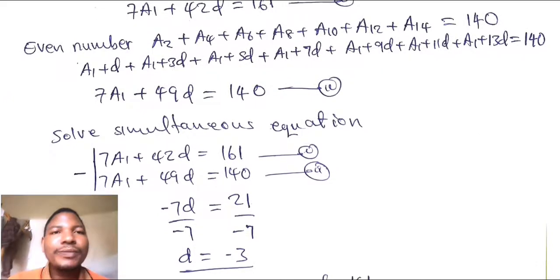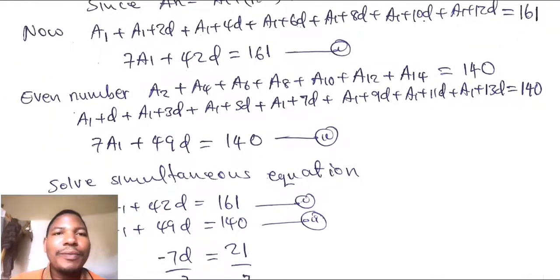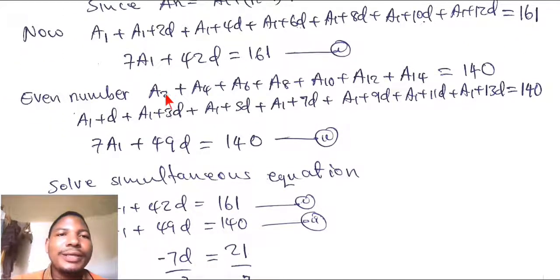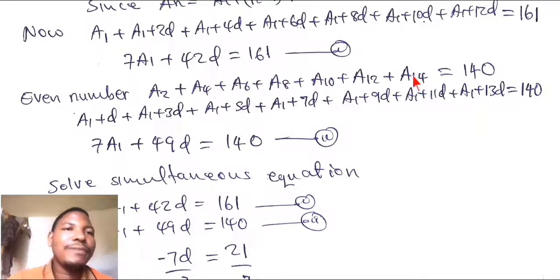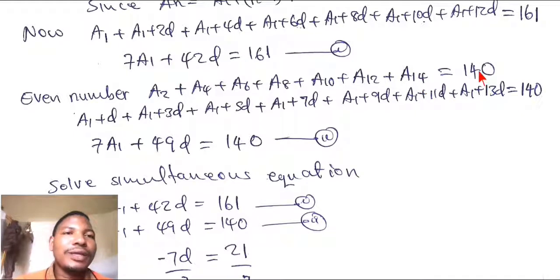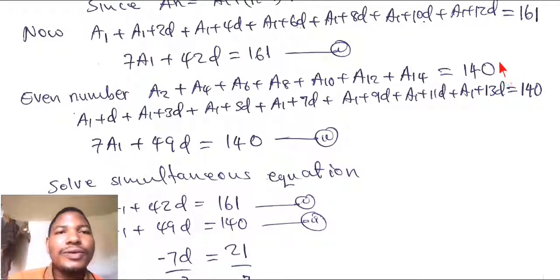So sum of even number will be second term, fourth term, sixth term, eighth term, 10th term, 12th term, and the 14th term. But sum of this even number is 140. That's why it is equal to 140. This means when you sum up all of this, you'll find equals to 7 first term plus 49d.